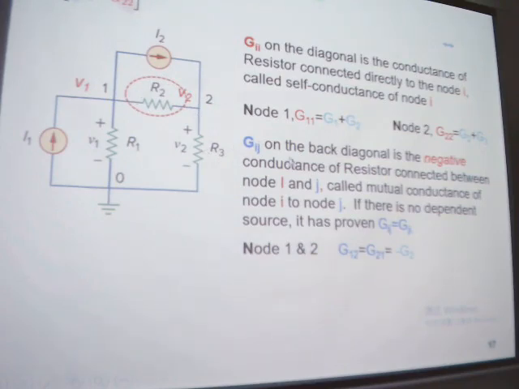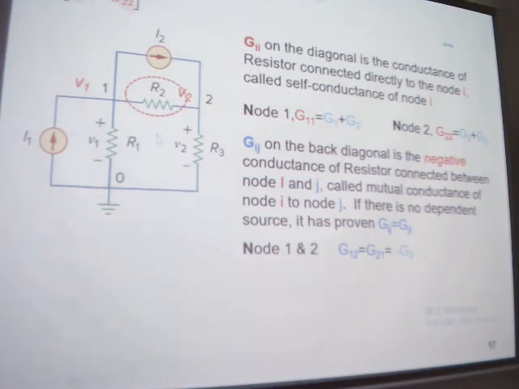And G12 means this is node 1, this is node 2. G12 is the conductance between those two nodes. It's R2. Clear? Between those two is R2. And we need to add a minus here. So it's minus G2. Clear?